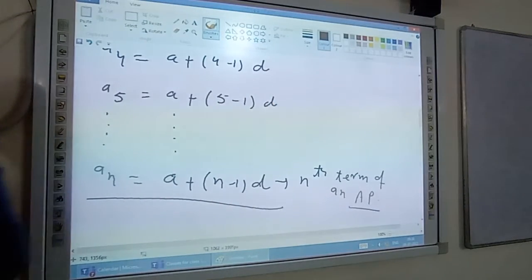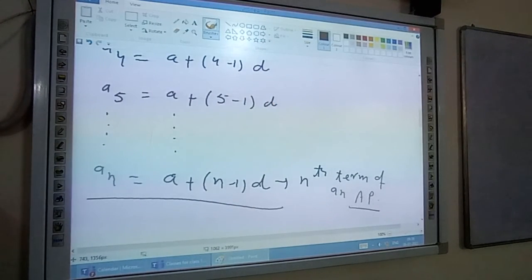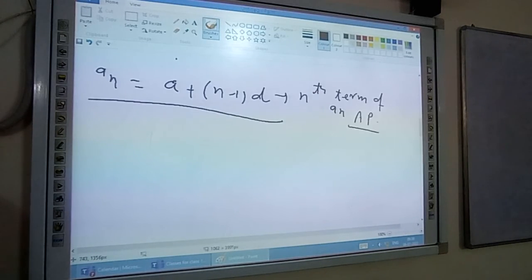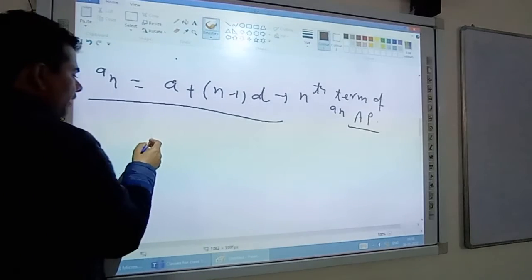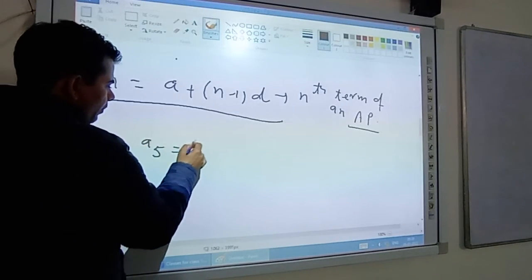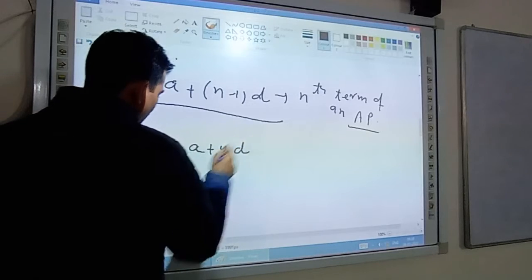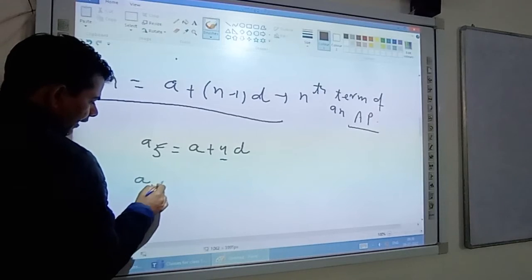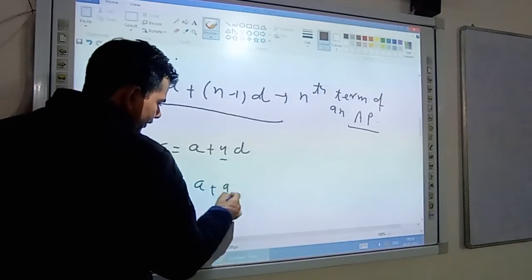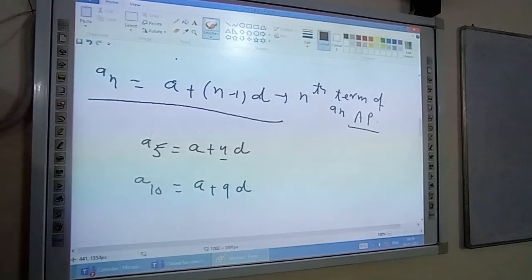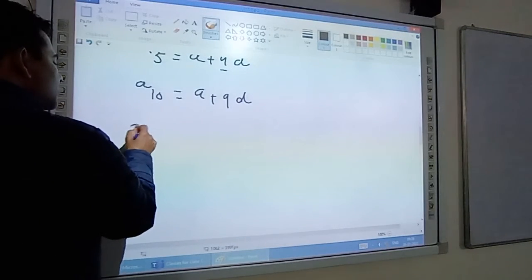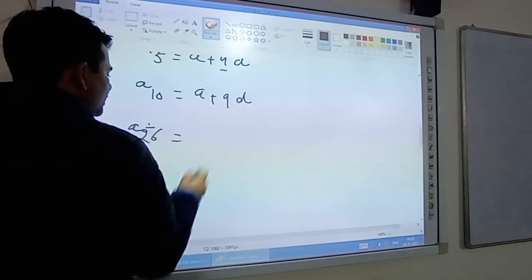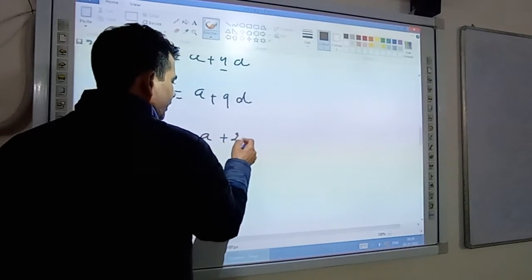Listen to me. A5 can be written as A plus 4D. If here it is 5, then here 4 will come. A10 can be written as A plus 9D. A26 can be written as A plus 25D.